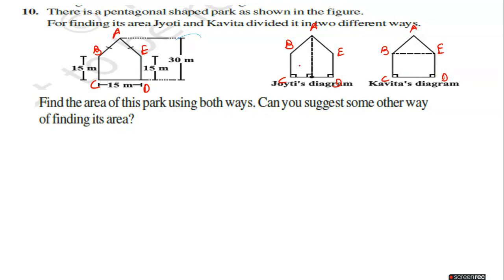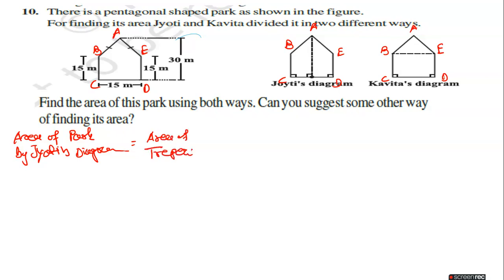Okay, then here, area of park by Jyotish diagram. Okay, we'll write: area of trapezium is equal to 1 by 2 into height into a plus b.